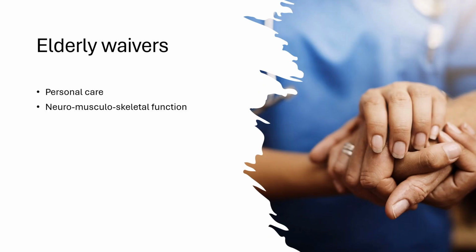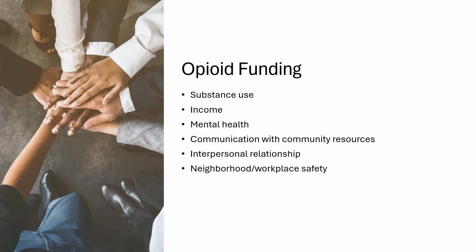For elderly waivers, assess the problems related to seniors' ability to care for themselves in their homes, such as personal care and neuromusculoskeletal function. For community initiatives, such as those supported by opioid funding, problems such as these may apply: substance use, income, mental health, communication with community resources, interpersonal relationship, neighborhood/workplace safety.